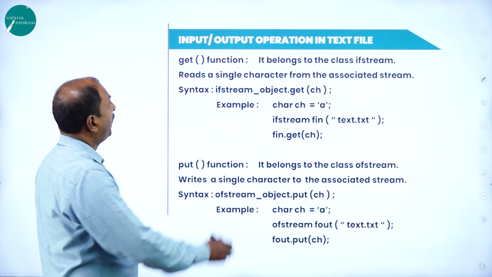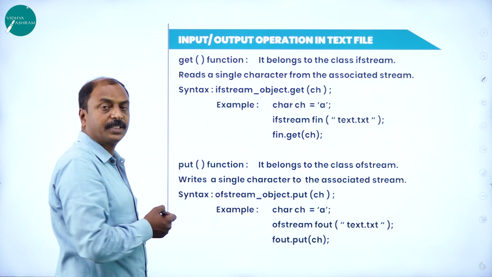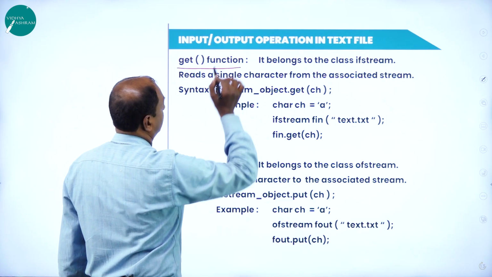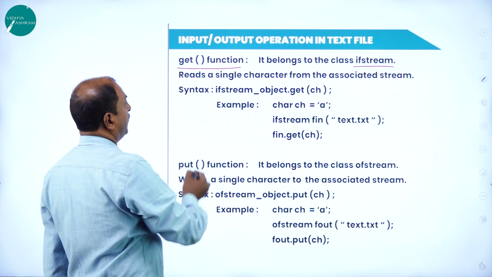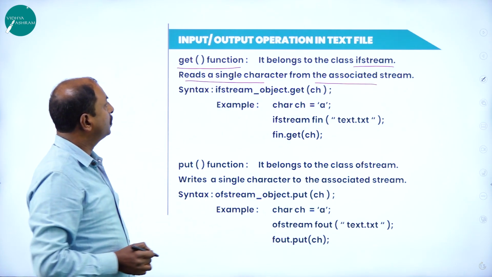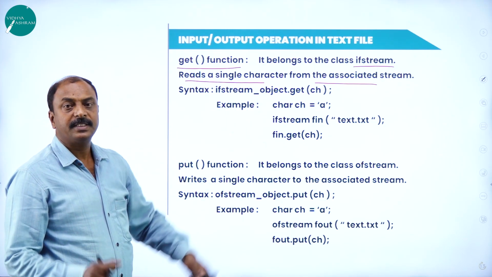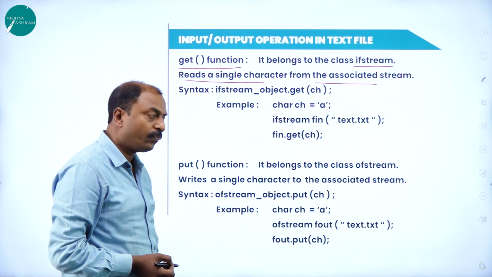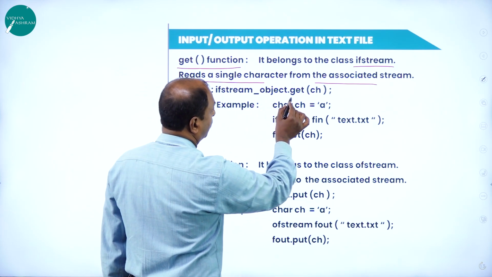Next one is input-output operation on text files. There are different functions available here. Let us see a few functions. One is the get function. The get function belongs to the class ifstream and reads a single character from the associated stream. It is a character function, used to read a single character from a particular file. This is the syntax: ifstream object dot get.